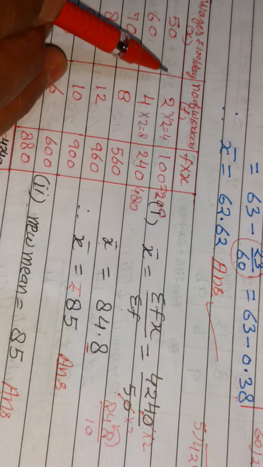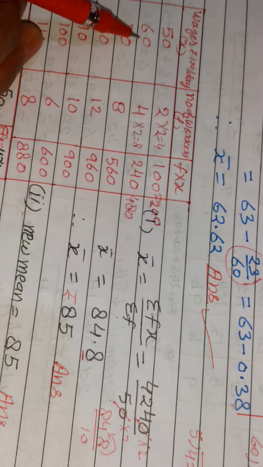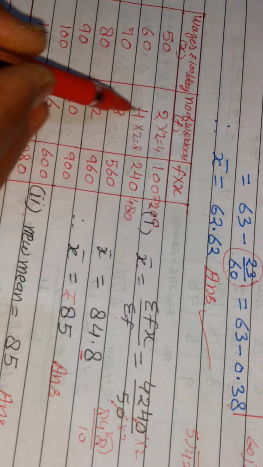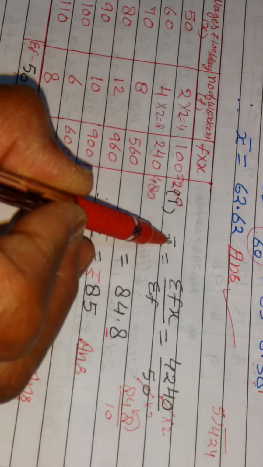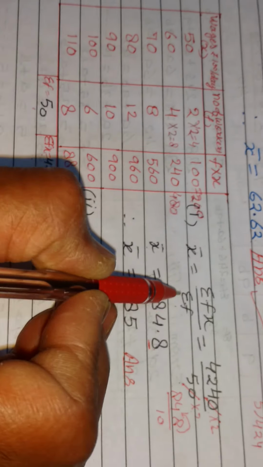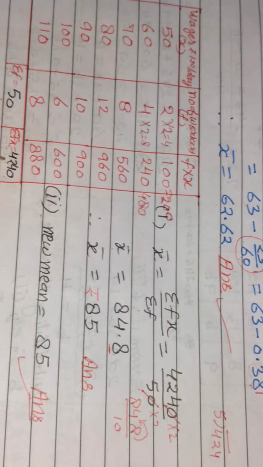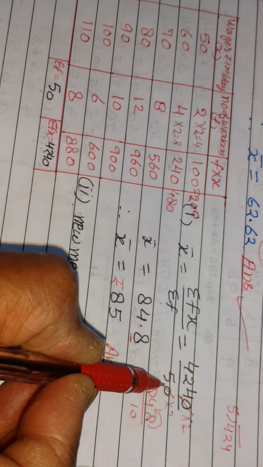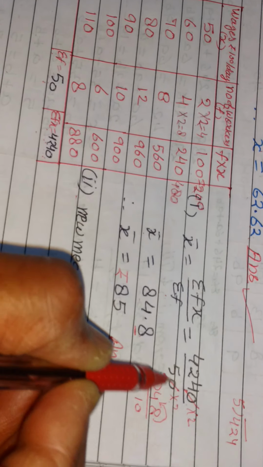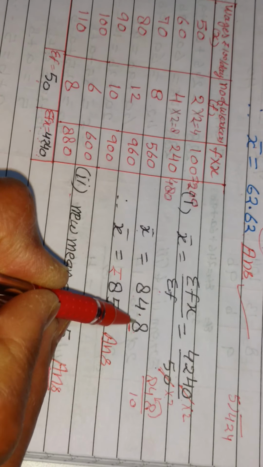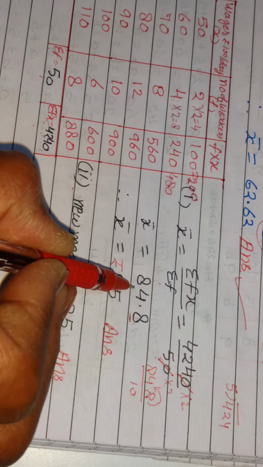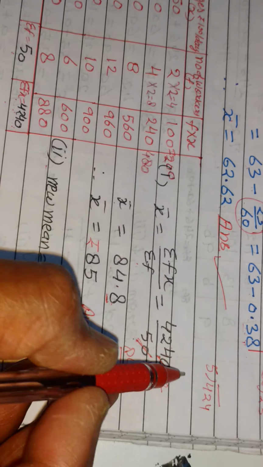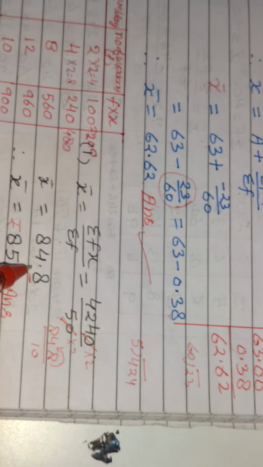So in the direct method, you know, we multiply x and f, 100, this into this, sigma fx we got 4240, sigma f we got 50. Then mean equals, in the direct method, sigma fx upon sigma f. So in sigma fx, this is the value 4240, upon sigma f we got 50. Put this value here, and this 0 cancels with this 0. If you divide, you will get 84.8. So the mean of this is coming 84.8.